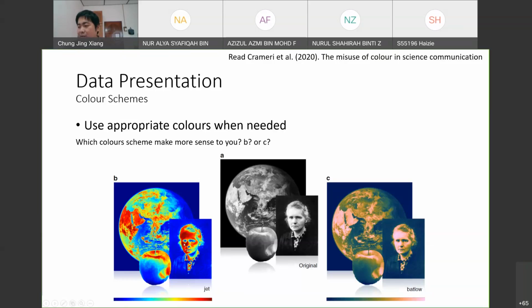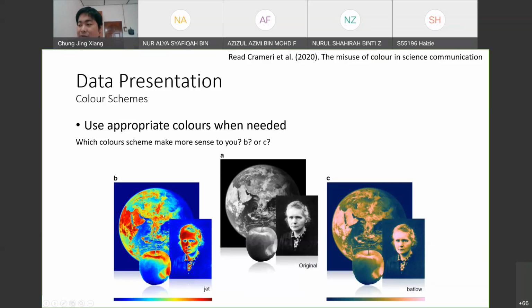It looks like a panda, a panda with color. It looks like a panda for this old lady. But if you use this backglow scheme, you can see the lady looks okay. The apple also looks okay, looks natural to your eye. And probably not the earth, right? But if you use jet for the earth, probably okay because you want to highlight something.